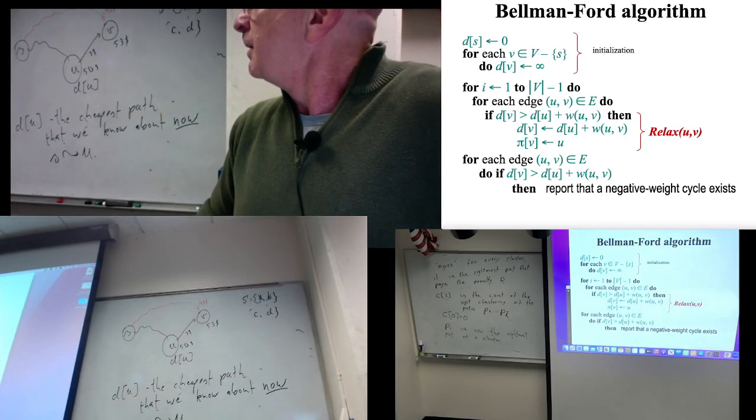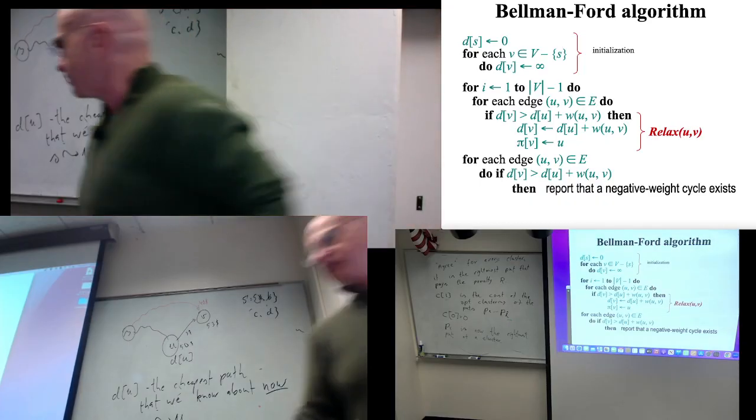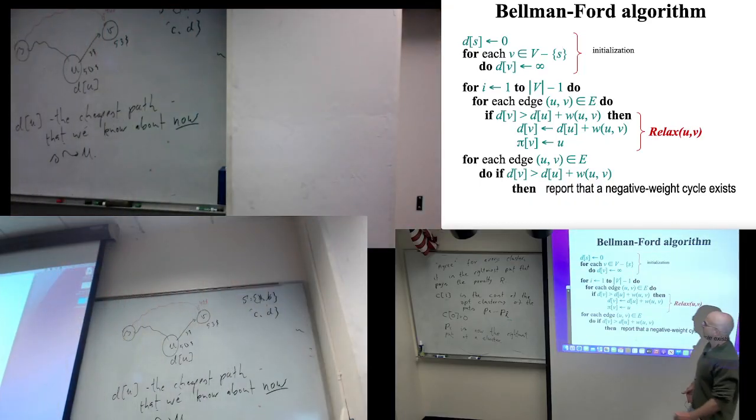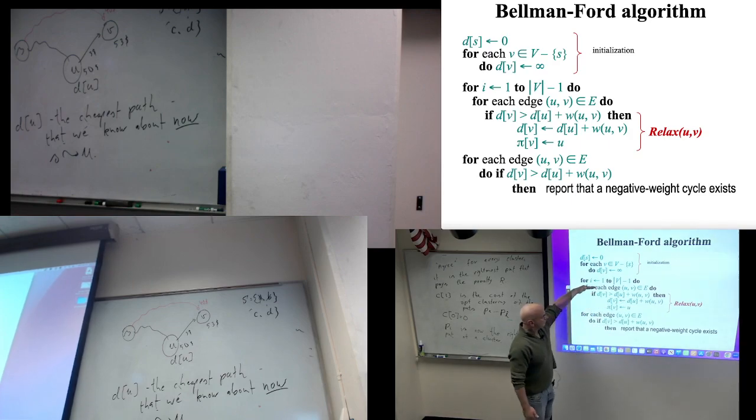So the inner loop of Bellman-Ford will do these operations for each and every edge. In which order? Completely arbitrary, because I don't know any better. I have no insight about which order to perform them in, so I'll just perform them in arbitrary order: the order that they appear in the file, the order that I read them from the input, all the edges.